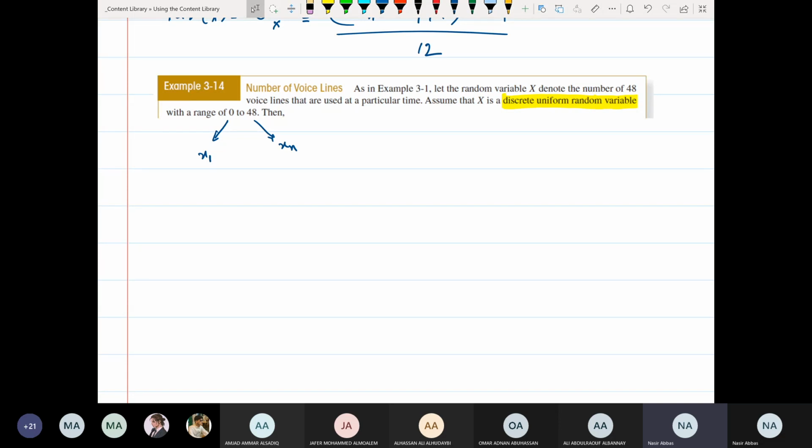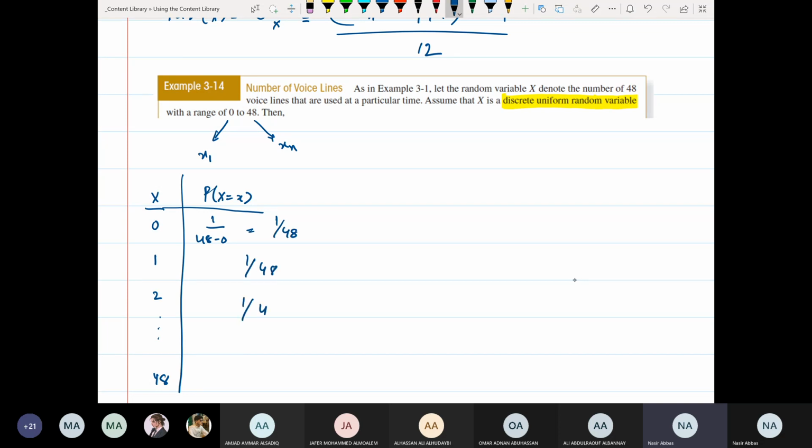If you want to write the whole probability density function, which I don't recommend, in terms of a table, you can write that. It will be like this: 0, 1, 2, all the way up to 48, and every value has an equal probability, that is 1 over xn minus x1, 48 minus 0. This is 1 over 48, 1 over 48, 1 over 48, all the way up to 1 over 48. Every value has an equal probability.